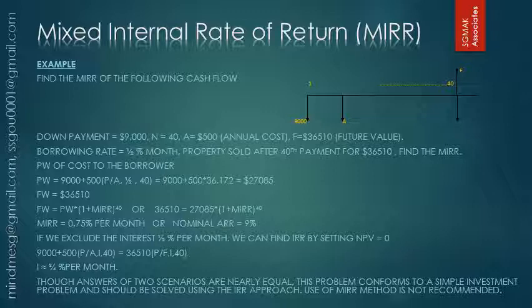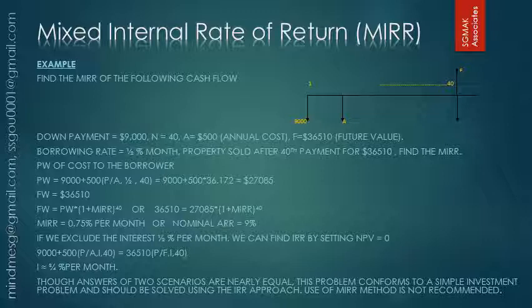So one approach would be, if we solve it as an MIRR problem, find the present worth of our cost, which is 9,000 plus the annuity converted into the present, which gives us $27,085. And the future worth is 36,510, and that gives us an MIRR of about 0.75% per month, or 9% nominal.